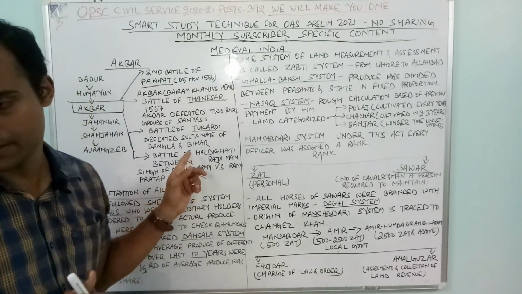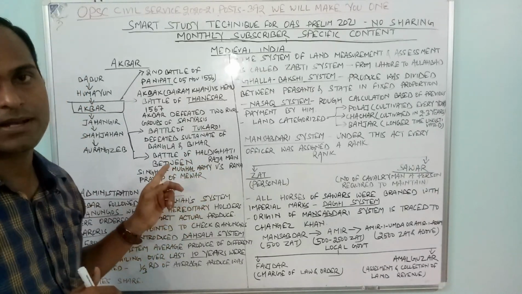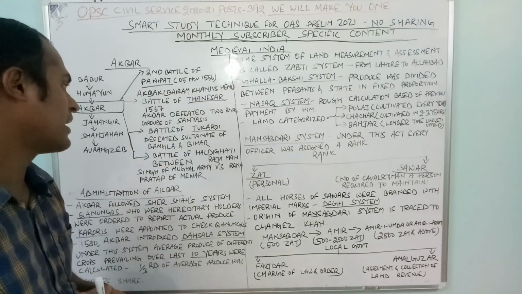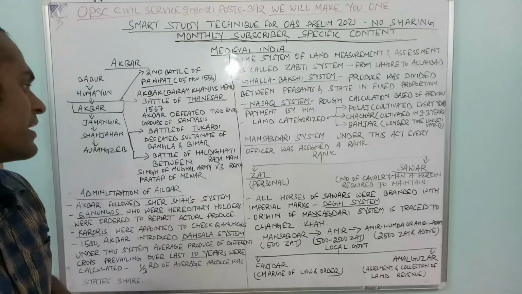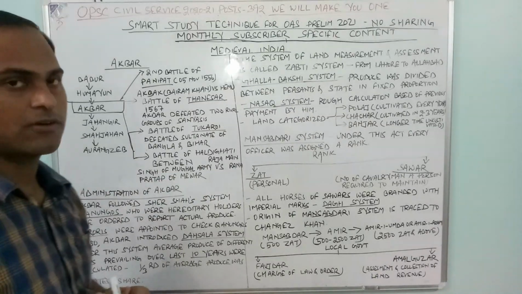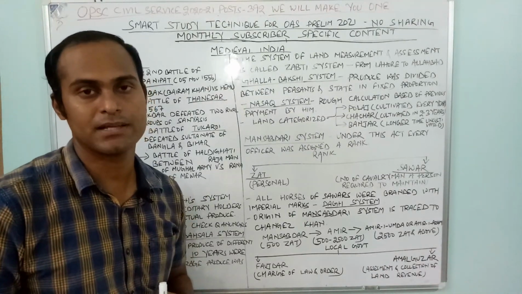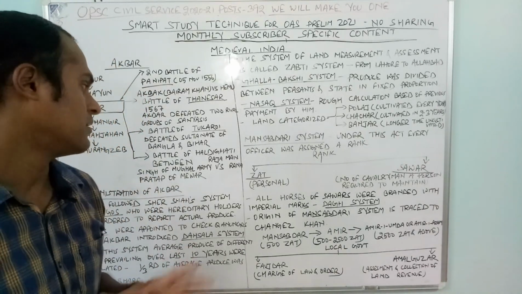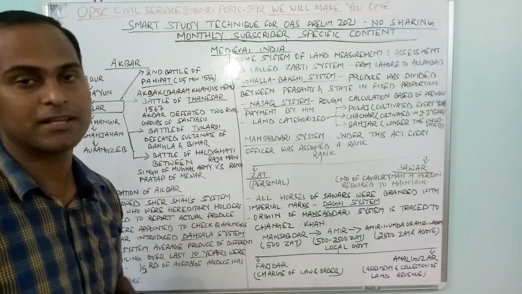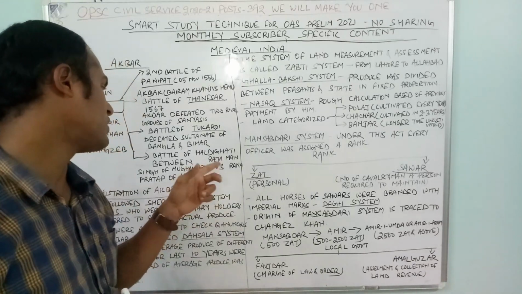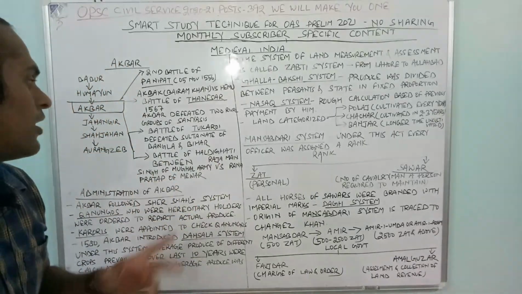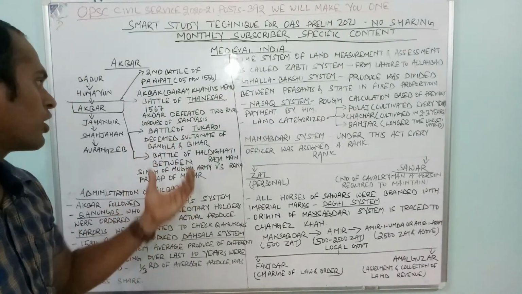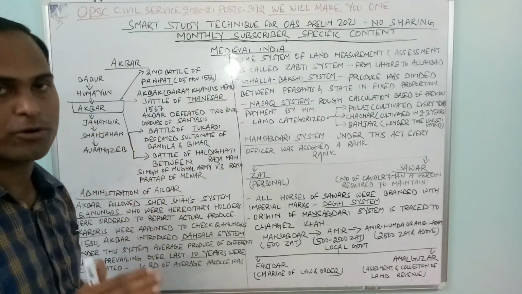And the Battle of Haldighati. You must be aware of the Battle of Haldighati, between Raja Man Singh of the Mughal army and Rana Pratap of Mewar, in 1575-76. This battle is very important, as Akbar was represented by Man Singh of the Mughal army against Rana Pratap of Mewar. So this was all about the battles fought by Akbar.